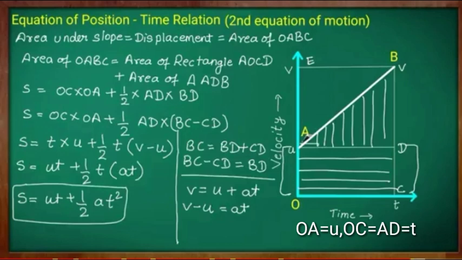So area of OABC means s equal to OC, that is t, into OA, that is u, plus half AD, that is t, into v minus u. From the first relation, v minus u is nothing but at. Now substitute at in place of v minus u. After substituting, we get s equal to ut plus half at square. This is the position time relation.